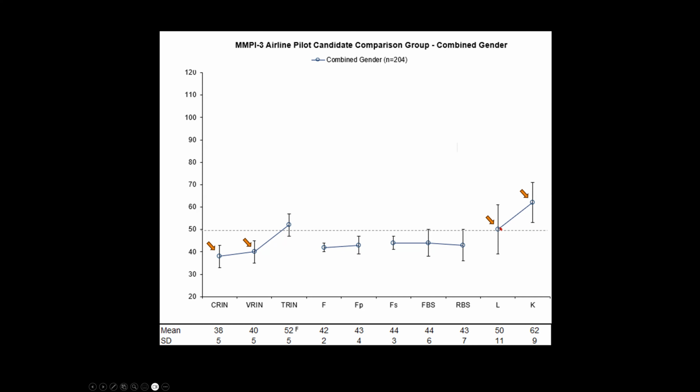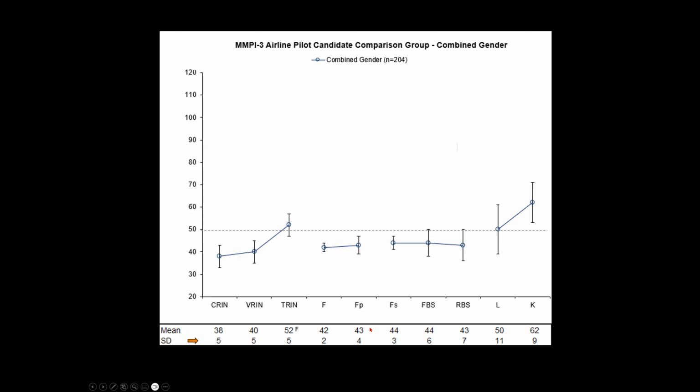This is one scale on which there's a little bit of a difference between the public safety candidates we were just looking at and our airline pilot candidates. The airline pilot candidates score right at the general population mean of 50 on the L scale, but are above average on K. Given all the training and background that's required before you're even considered to be a pilot for a commercial airline, obviously that group is better adjusted than the average in the adult population. So this elevation on the K scale is not surprising or unexpected.